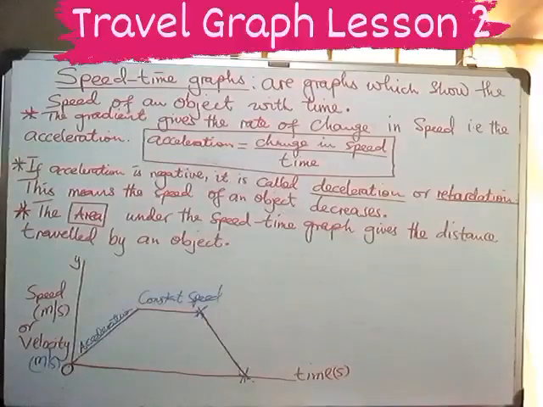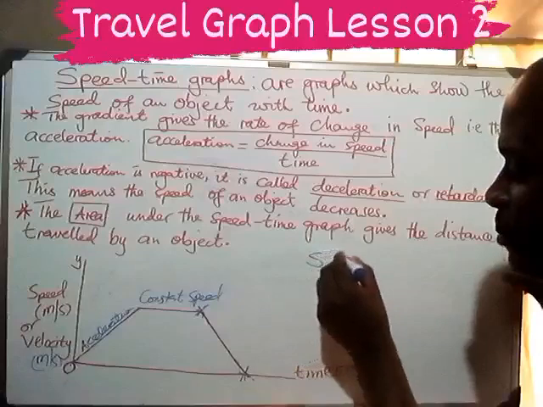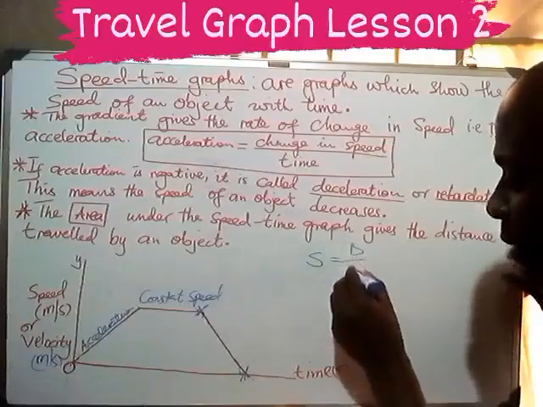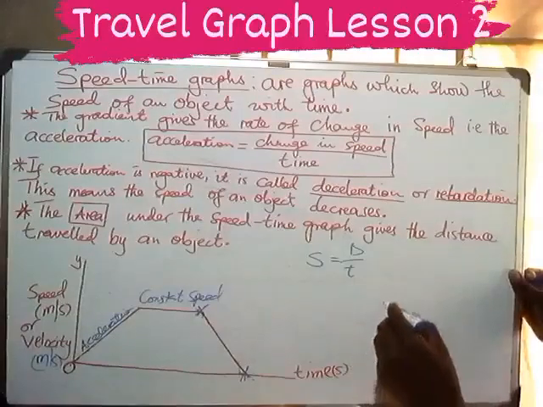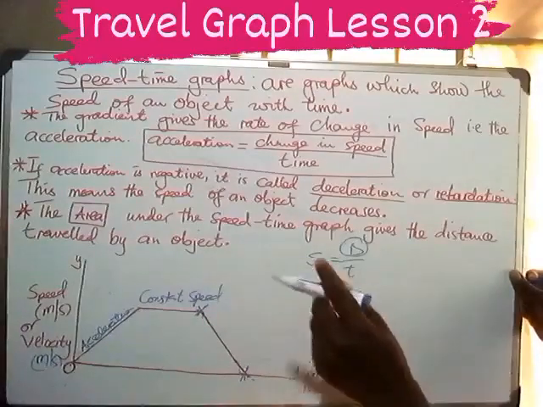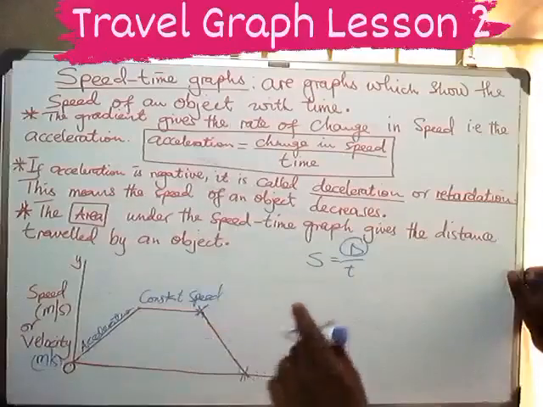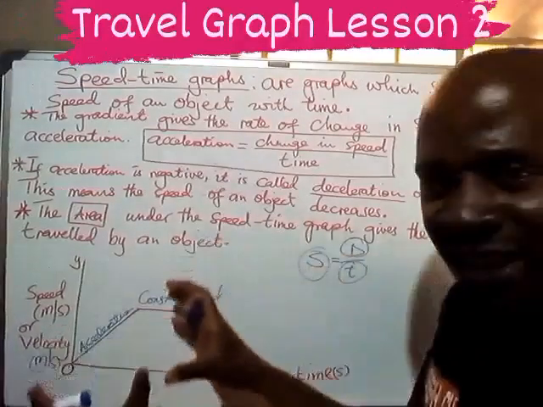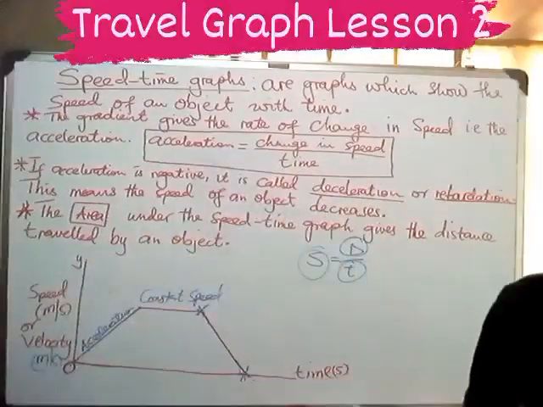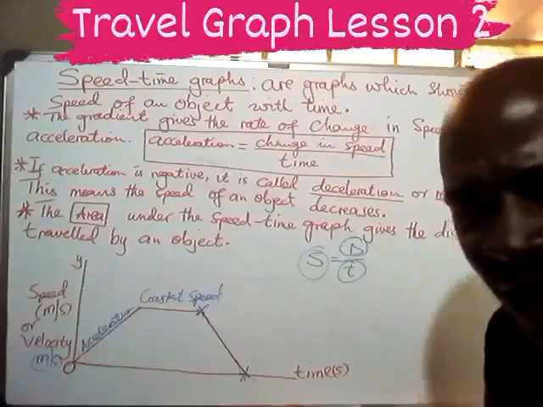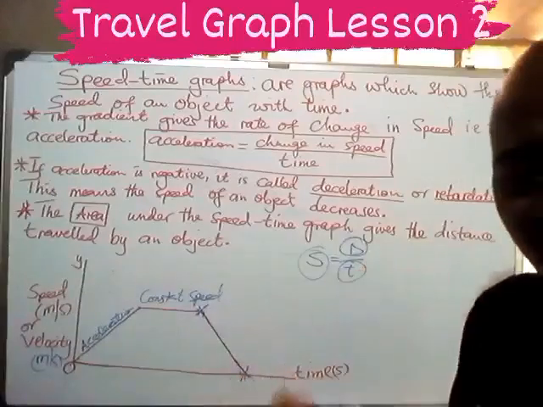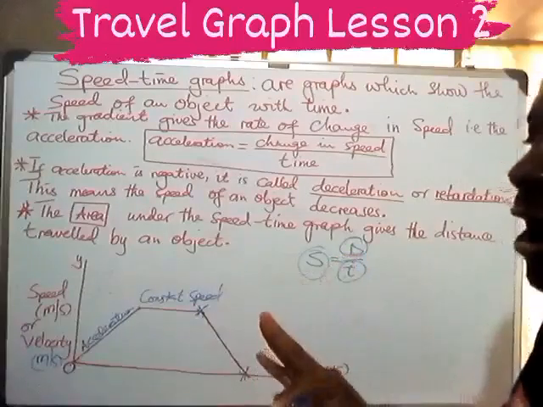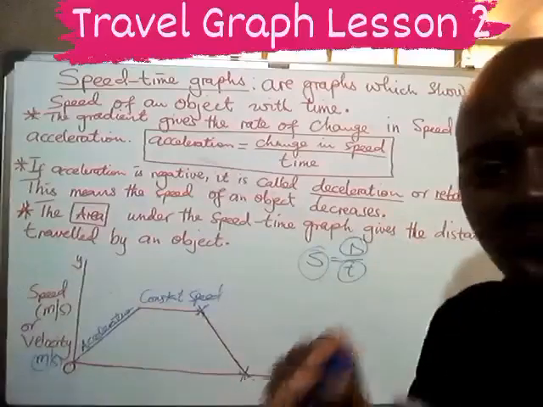We also have the area. The area under the speed time graph gives the distance. Now, this means that, remember, I said speed is equal to distance over time. Then I said that if you are looking for the distance under the distance time graph, you just say speed multiplied by time taken. But in this case, under the speed time graph, when you are looking for the distance covered, you must first identify the area under the graph for the distance you are told to find.